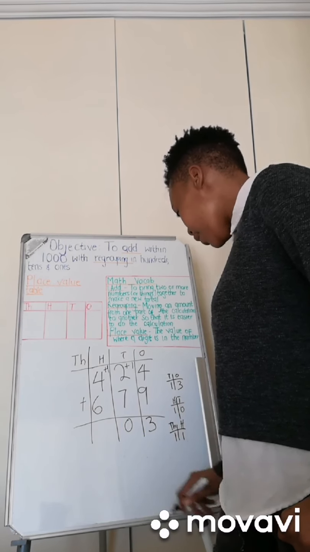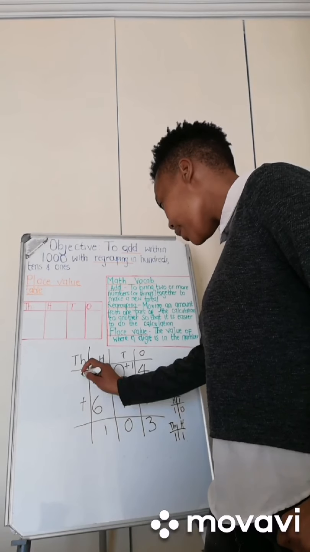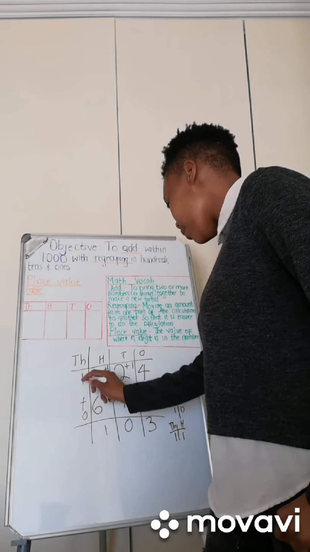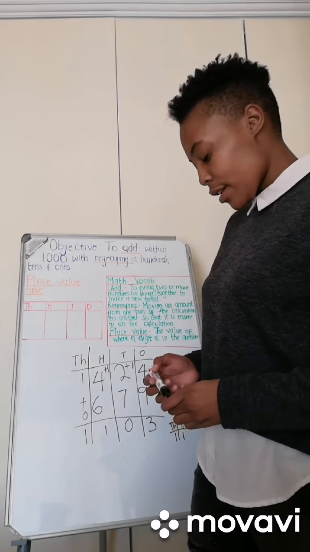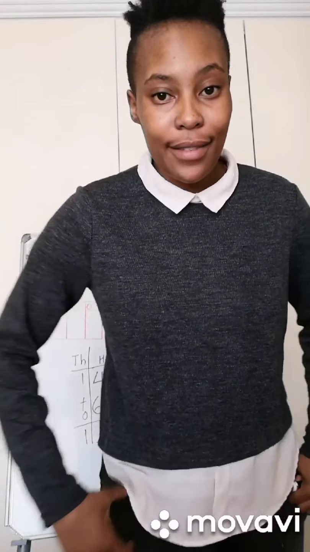Okay, where does the 1 go? The 1 will go to the hundreds. And where does the other 1 go? It goes to the thousands. What is 1 plus 0? That is 1, and our answer is 1103.